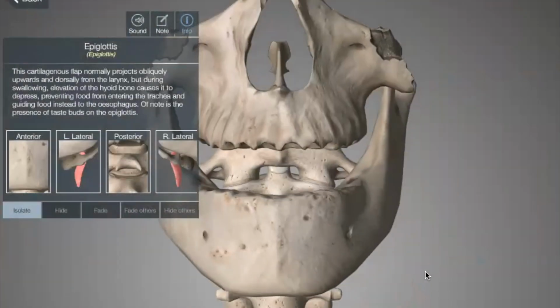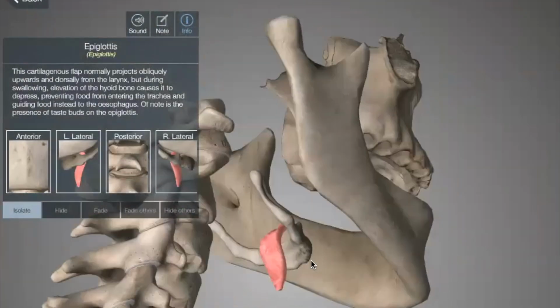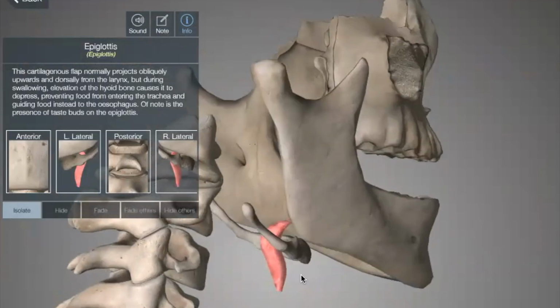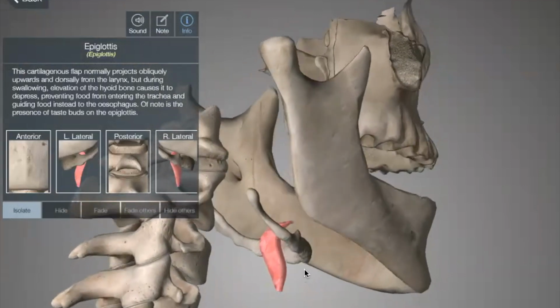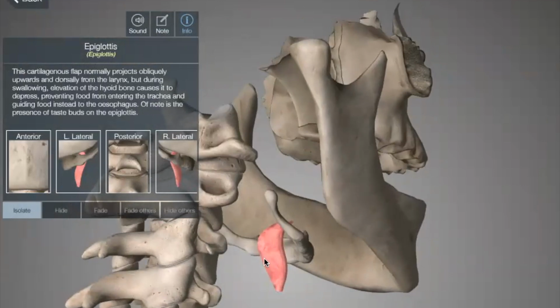Isolate. This is the epiglottis. The epiglottis is a leaf-shaped plate of elastic cartilage. It marks the entrance of the larynx, and so if it shuts, it will shut the laryngeal inlet, as I said.